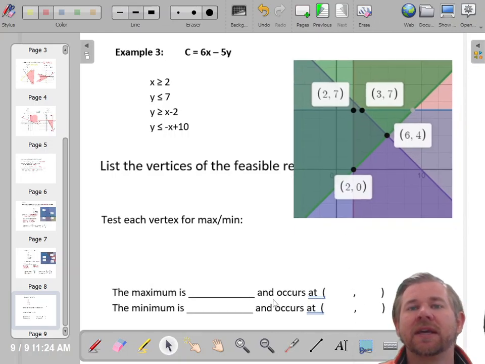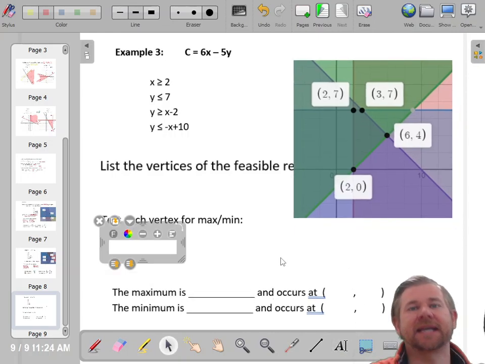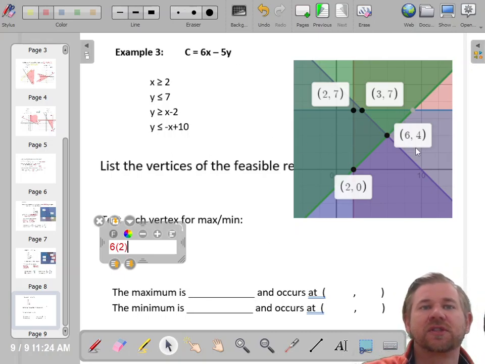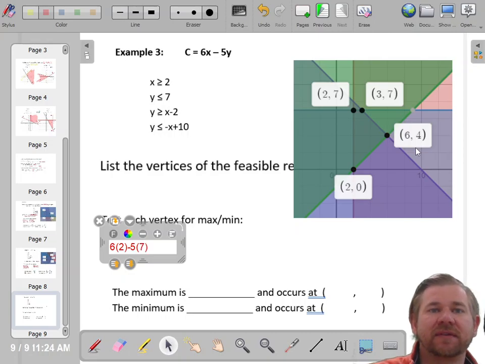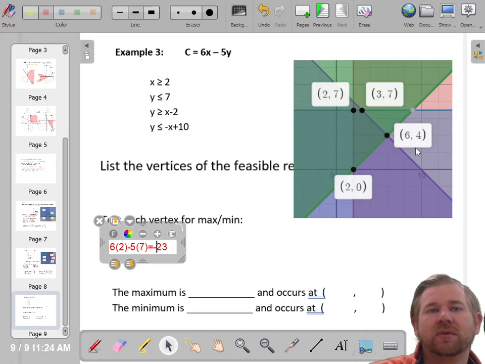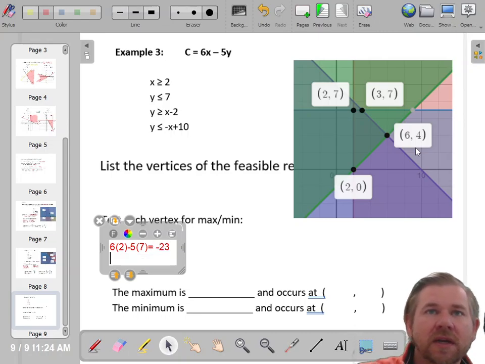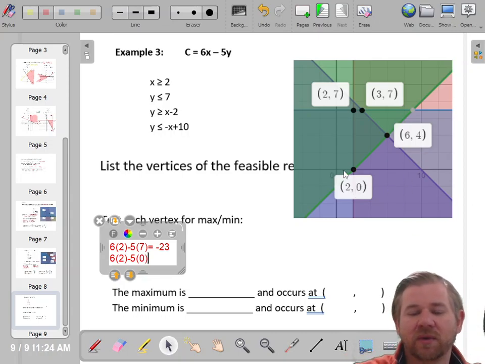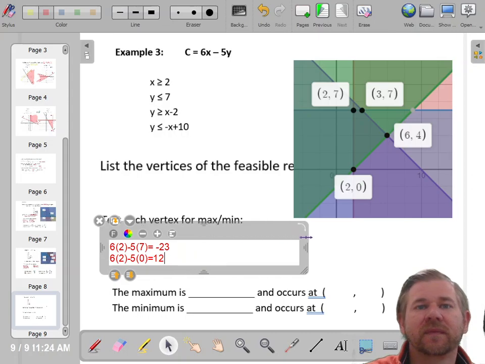Now I just got to plug in the vertices to test. The objective function is 6x minus 5y. So 6 times 2 minus 5 times 7. 12 minus 35 is negative 23. Ooh, negative numbers. Okay, all right, whatever. 6 times 2 minus 5 times 0. I'm plugging in 2, 0 right now. It doesn't matter what order you do them in. That's 12.